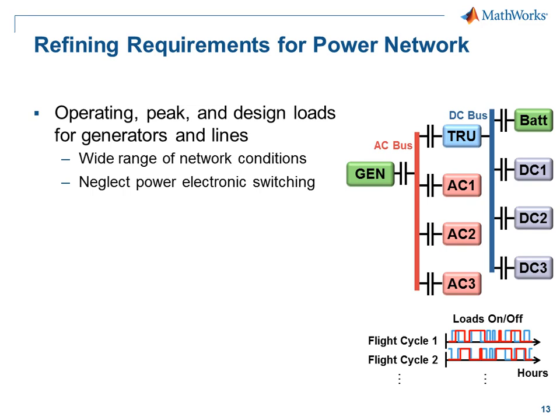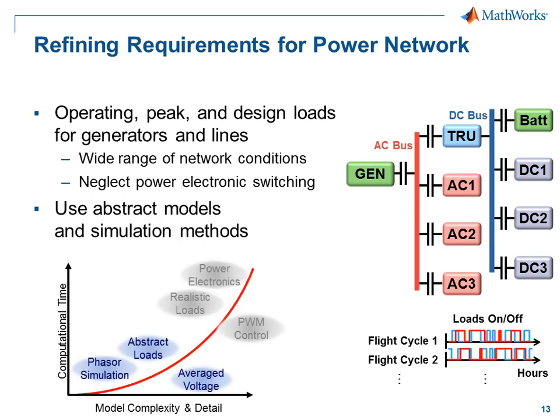Since we're only focusing on the power, we're going to neglect power electronic switching. To do this, we're going to use abstract models and abstract simulation methods. This will mean that we're going to configure the model to remove a lot of the details that we don't need, so the simulation runs quickly and allows us to test under long flight cycles.